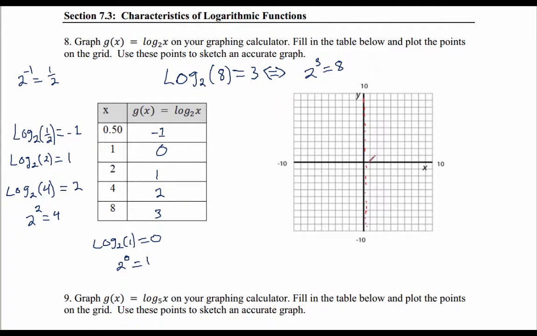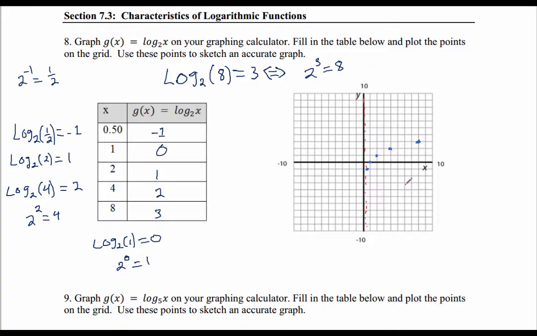So at a half we get -1, which is right there. And then at 1 we get 0, which is right there. And at 2 we get 1, which is right there. And at 4, so 1, 2, 3, 4, we're up at 2, which is right there. And then 5, 6, 7, 8, we're at 1, 2, 3, which puts us right there.